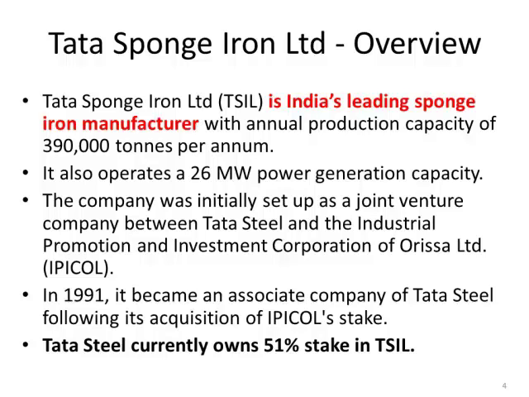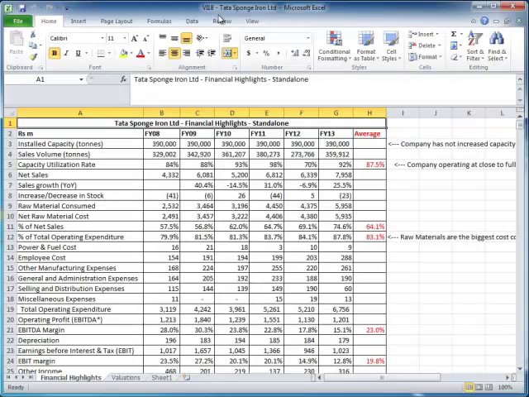And the next thing we will do is turn our attention to the financial statements. So we'll now look at some of the financial highlights for Tata Sponge Iron Limited, and we'll look at these numbers and see how good a company they are in terms of their financial performance. Tata Sponge Iron Limited financial highlights. So here we have some of the financial highlights of Tata Sponge Iron Limited.